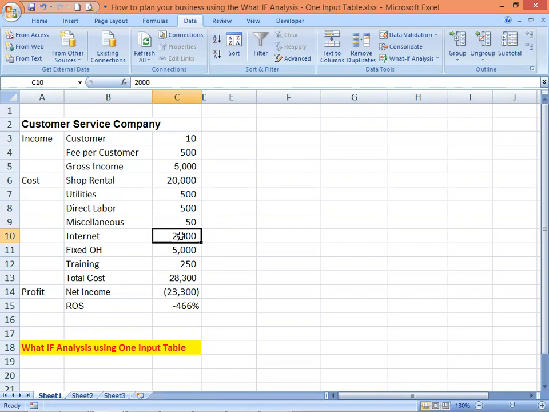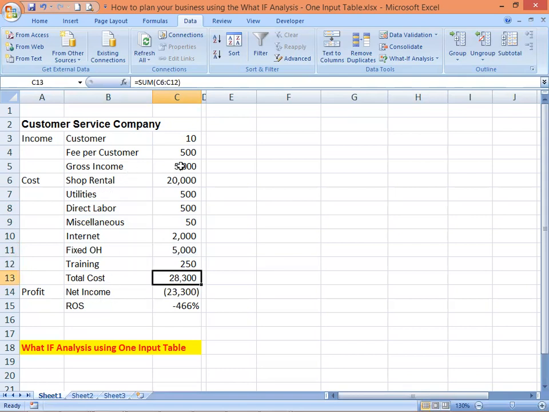Miscellaneous is variable. Internet is a fixed cost. Fixed overhead, 5,000. This could be some depreciation cost for the equipment that you have in your shop. Then training cost is also variable. Every time your number of customers increases, you will also have to add more manpower or maybe service-oriented personnel. Therefore you have to train these people in terms of servicing the customer. Then all of this will be totaled here. That would be the total cost.